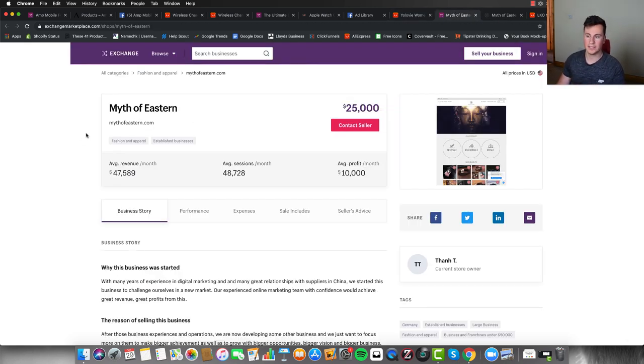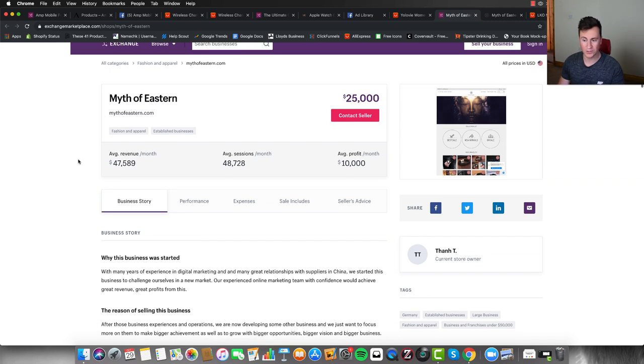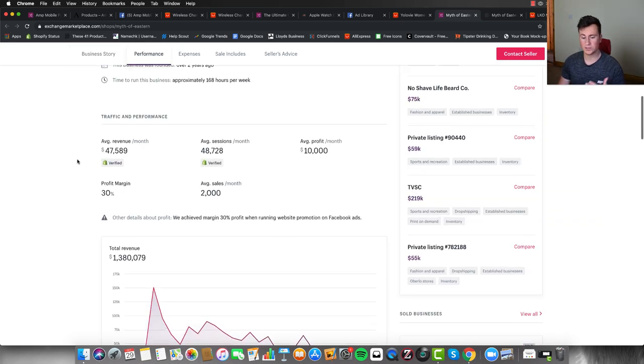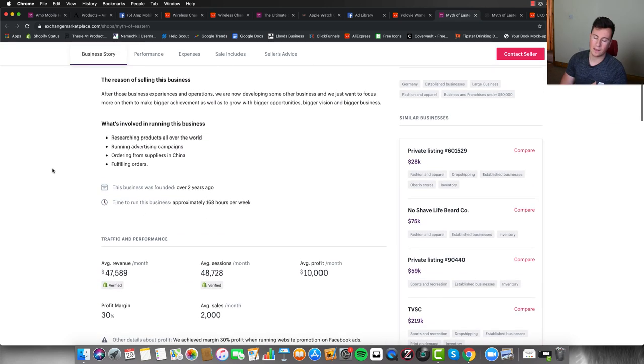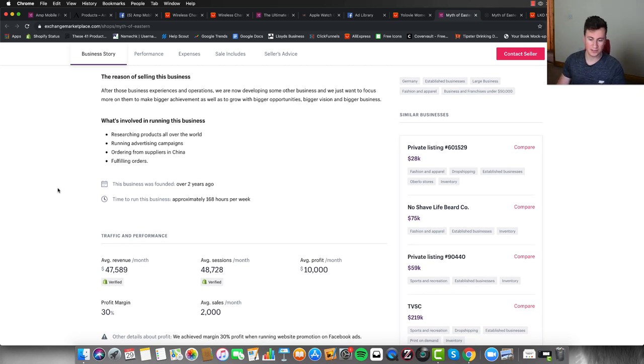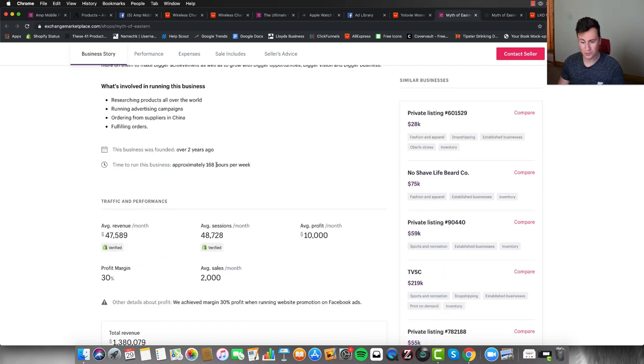Moving into store number three is a jewelry store again, in fact, called Myth of Eastern. These guys are only asking $25,000 and yet their monthly revenue on average was similar to the store that we just saw. To give you some background information then on these guys, they were founded over 2 years ago. And apparently 170 hours per week is required to run this business. I can't believe that I'll be right, but you never know.